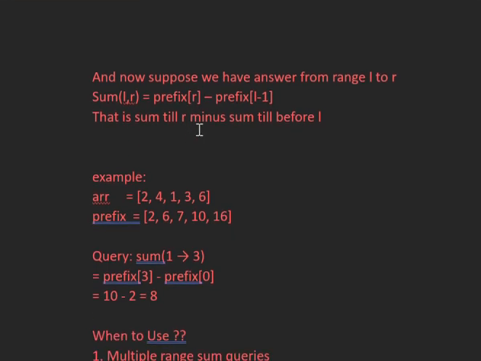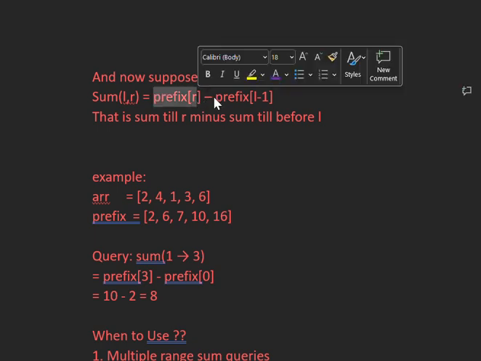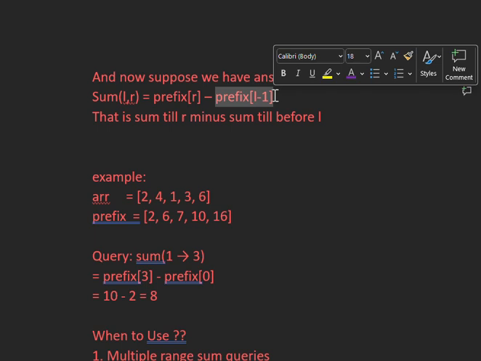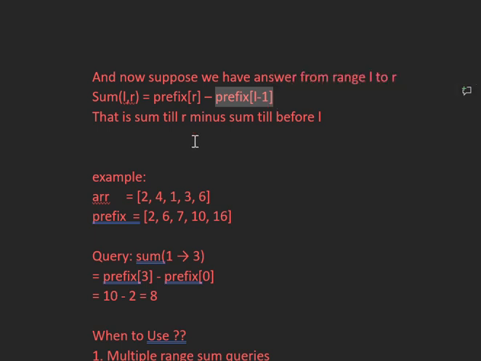And now suppose we have to give the answer of any range query, so finding sum from range L to R. So what we will do is prefix of R, means sum from 0 to R, minus sum from 0 to L minus 1. So this will give us the sum from range L to R. And see, we are getting this in constant time.